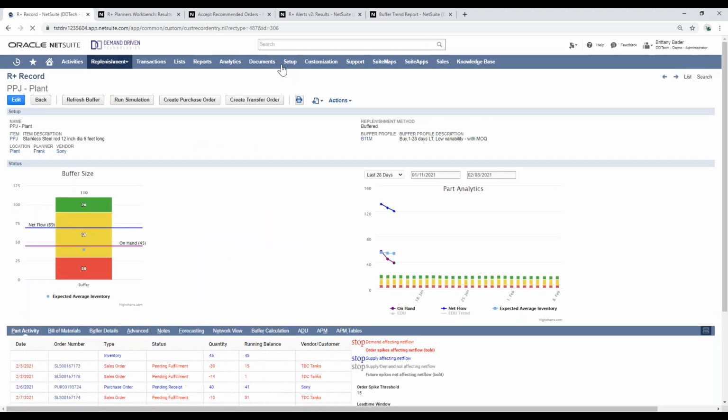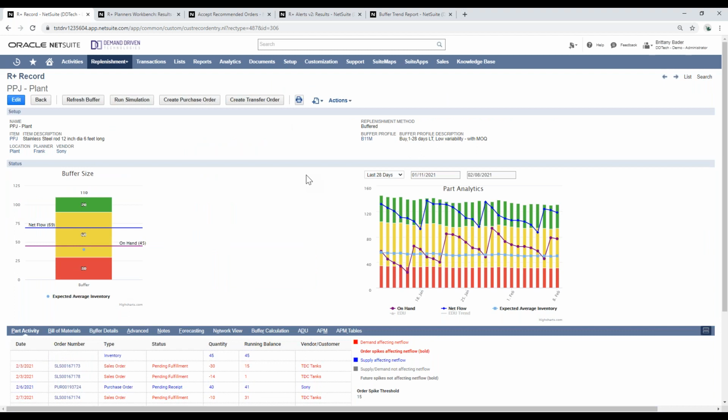And what I can see right away is this is very visual for a planner. I have a lot of information about this item that's pulled over from your NetSuite record. So I can very easily click into that, go into my NetSuite record. I can see the item description. Frank is the planner managing this PPJ at the plant. I can see the vendor, this replenishment method buffered.